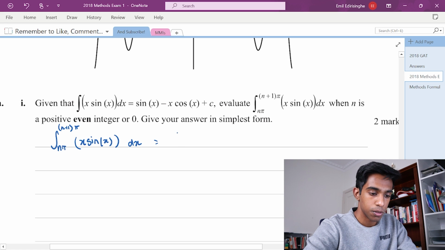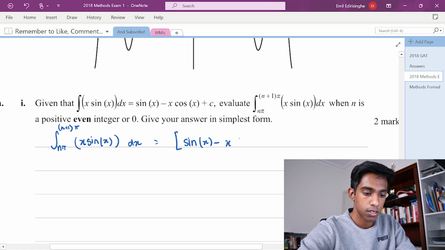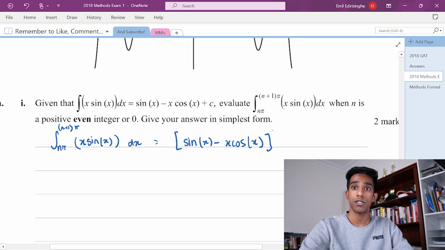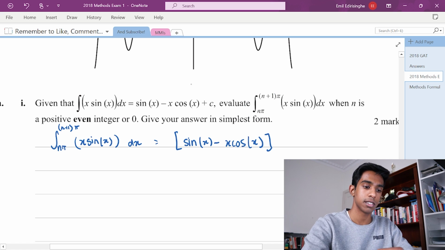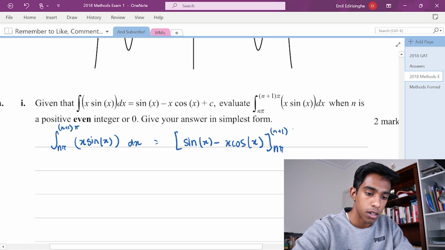This is going to equal, and they give us what this is equal to. It's sine x minus x cos x. And remember that you don't include the c here because it's actually a definite integral. So it has the numbers that we're putting in, so we don't need to include this plus c. Then we've got from n pi to n plus 1 pi.